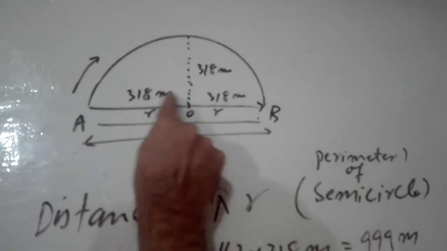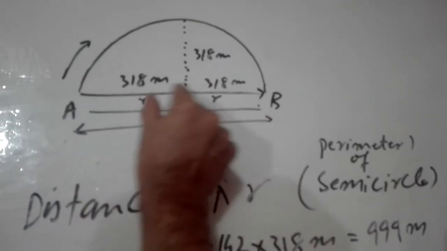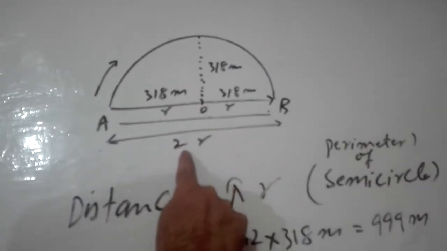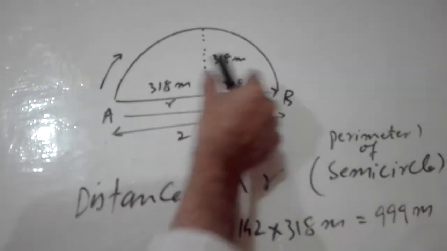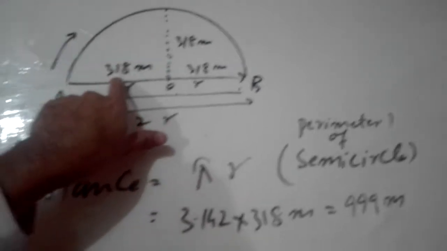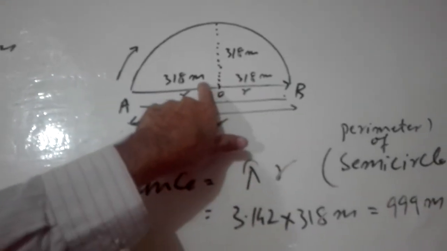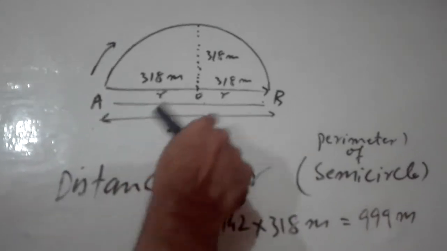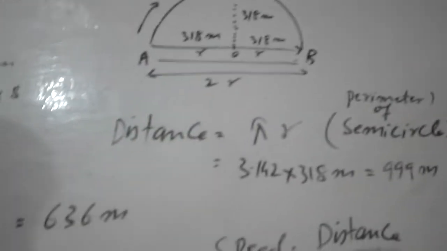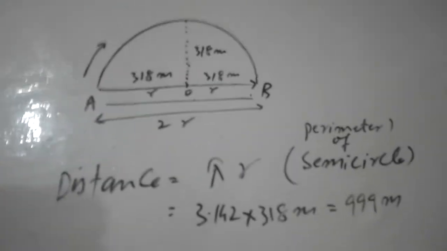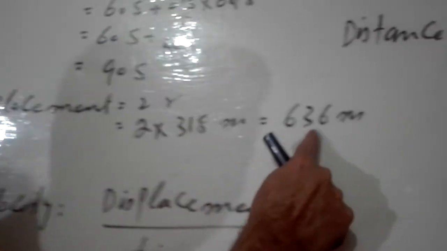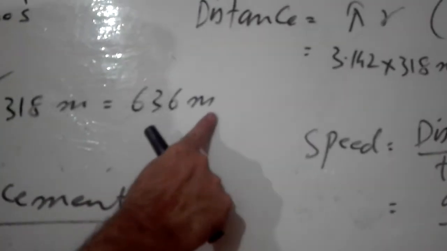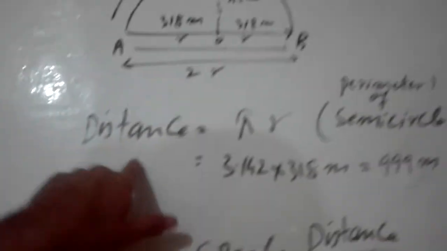So clearly 318 meter is the radius, and this is also radius. If I double it, then I will get the displacement. So that's why I have multiplied this value with 2. So displacement is equal to 2r, because this is 1 and this is 2. If you add 318 plus 318 meter, that will also give you the displacement. Displacement is the shortest distance. That's why I have multiplied 2 with the radius, and this is my displacement, 636 meter.